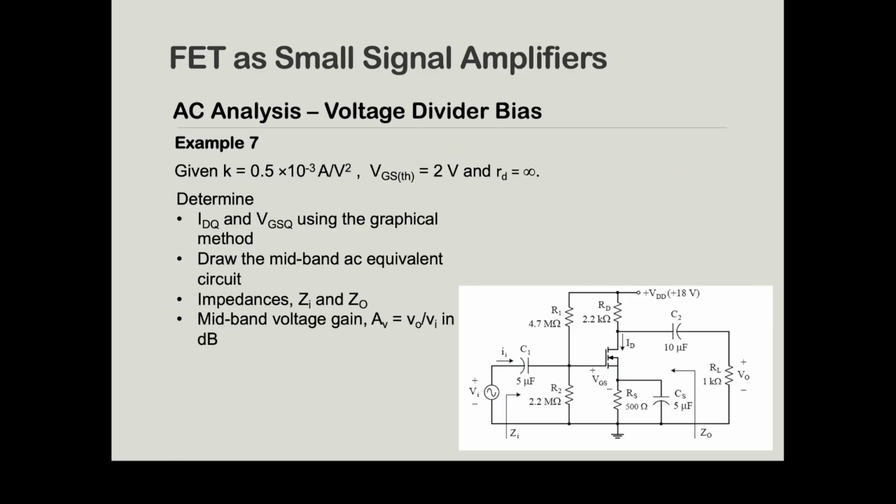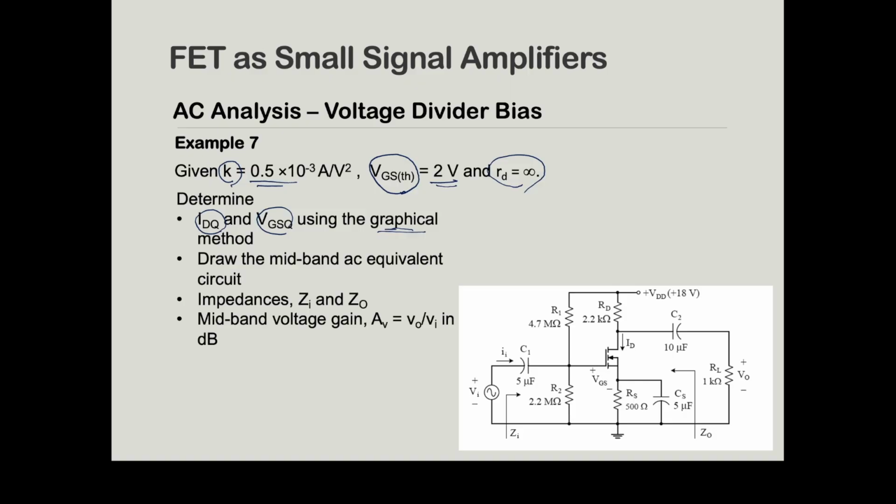In example number 7, K is provided to you as 0.5 milli. The threshold voltage is 2 volts and RD is still infinity, so you don't have to draw the RD. Determine the IDQ and VGSQ using the graphical method. So you need to use the graphical method in this.